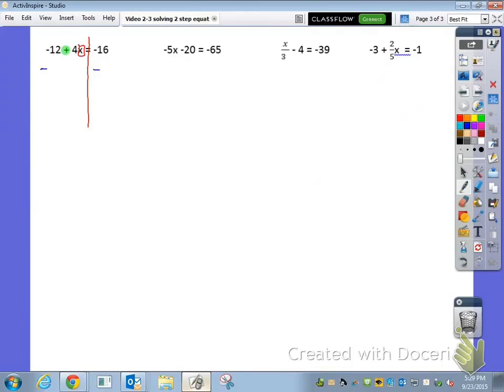Are you getting rid of the 4 or the negative 12? The 4 is attached by multiplication. So that's not who I'm getting rid of. I want to get rid of this negative 12. So I have to put negative 12 on there.